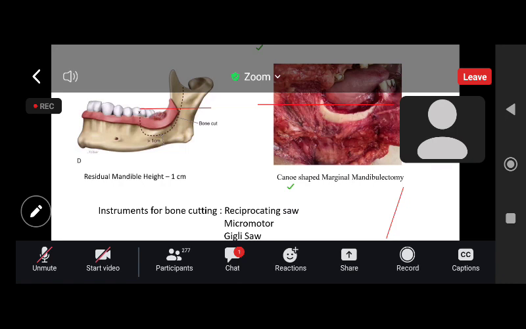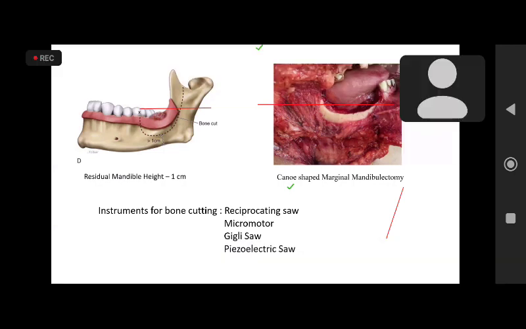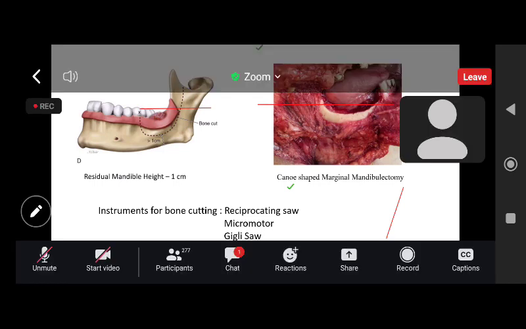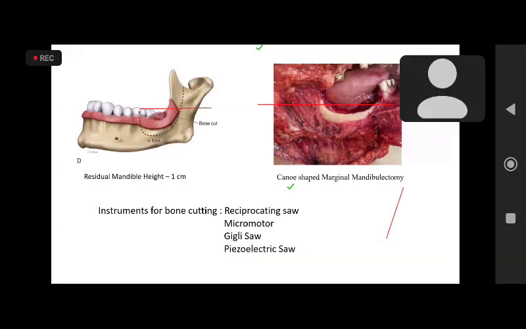Now, regarding instrumentation, ideally you should have a saw. You can use a sagittal saw or a reciprocating saw. Be very careful as you curve, because the saw is not the perfect instrument to curve. But with a little practice and a little back and forth movement, you will be able to get that curve. If an instrument such as a saw is not available, you can use fissure burrs. Now, remember that this is not the ideal tool for doing a marginal mandibulectomy.